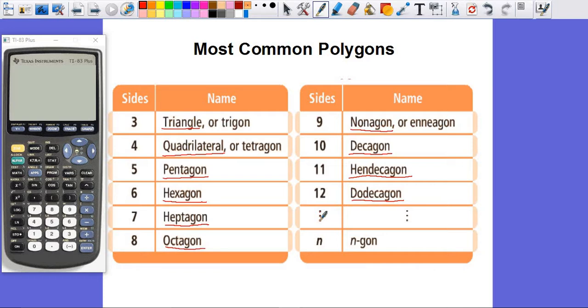N is what the number of sides is. So let's say it has 13. We would call that a 13-gon. If it has 20, we would call it a 20-gon. If it has 80, we would call it an 80-gon. If it had 1 million sides, we would call it a 1 million-gon, all right?